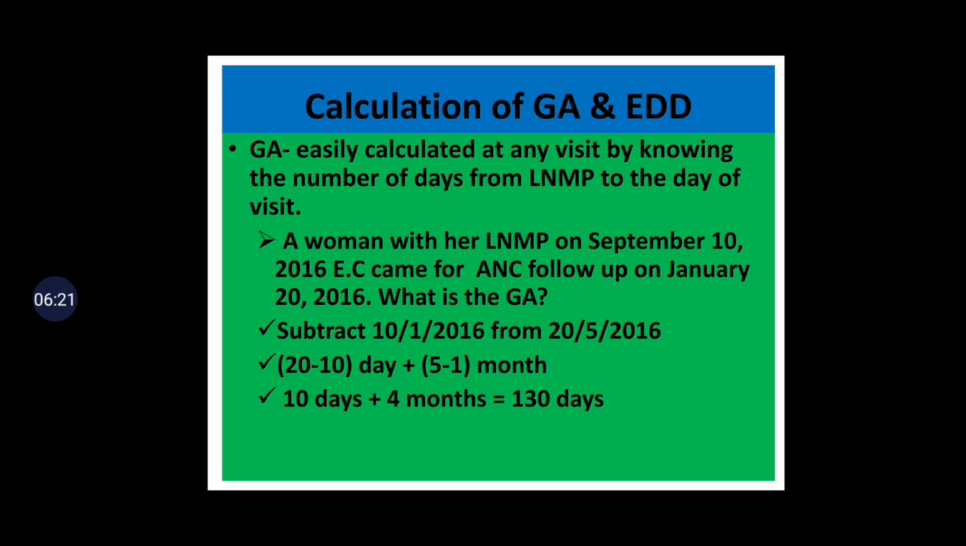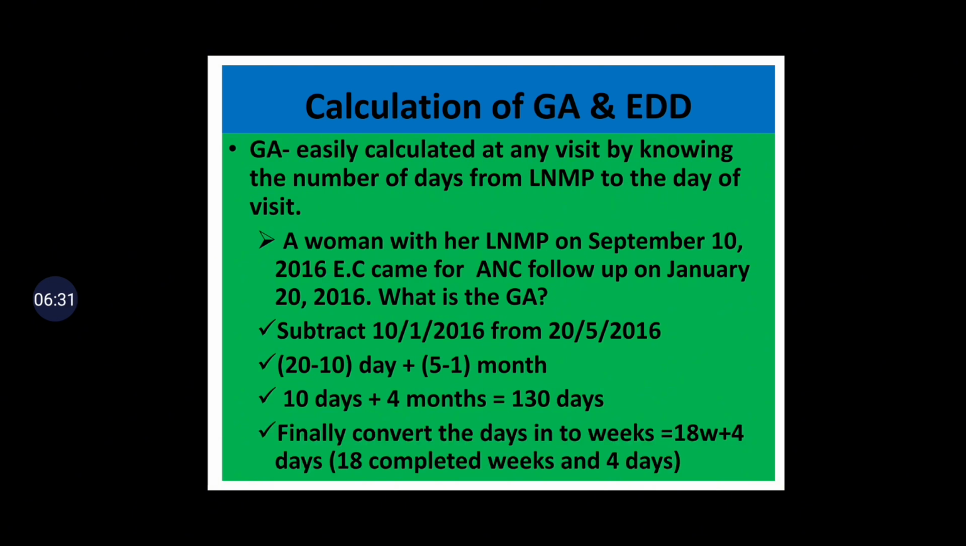Then 20 minus 10, it gives 10 days. 5 minus 1, it gives 4 months. Then convert into the same measurement, you will get 130 days. Finally, convert the days into weeks and it gives 18 weeks and 4 days. So gestational age is 18 completed weeks and 4 days.